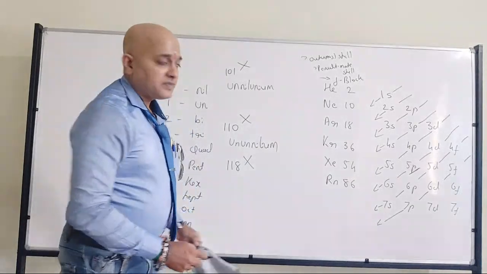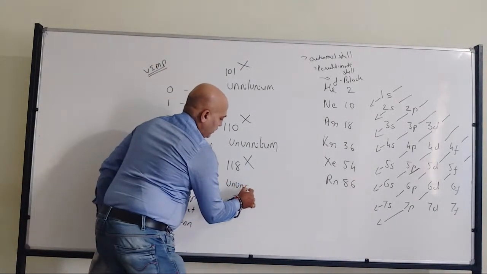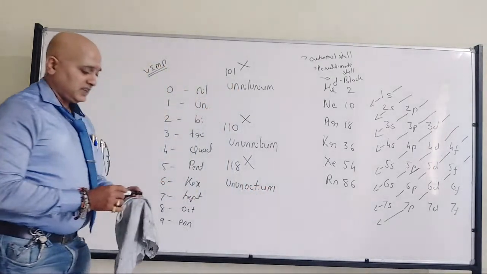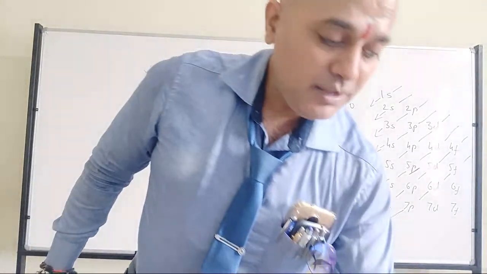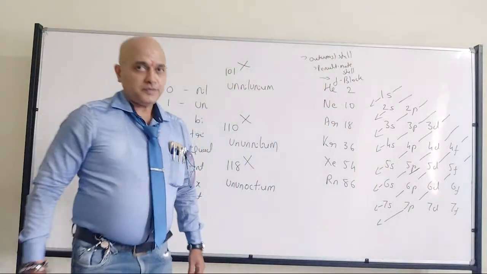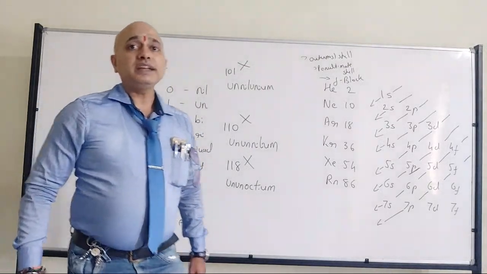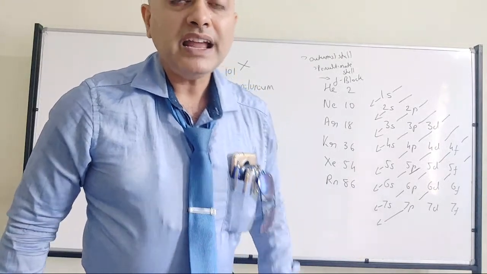It will be octium. An octium, right? So that's where we have the name of the element. Very good. That's where we have the naming of the elements which have atomic number more than 100.